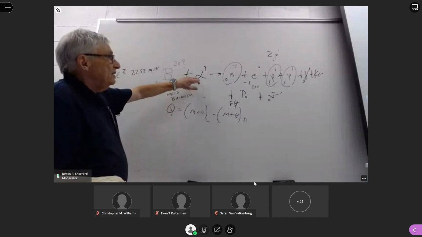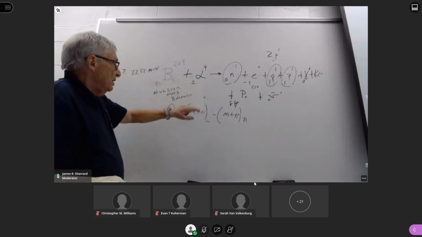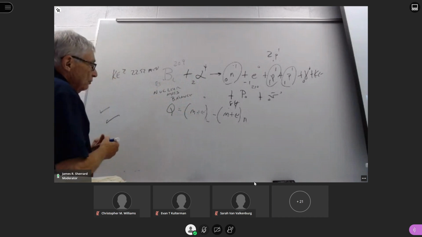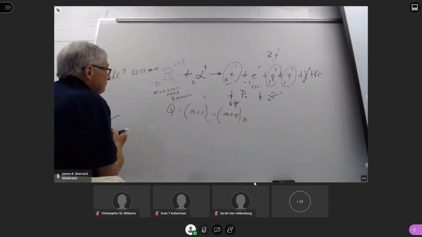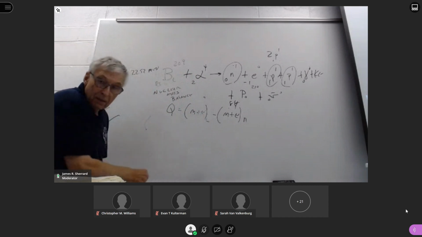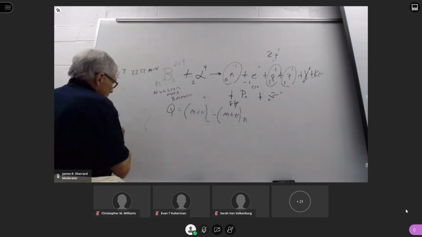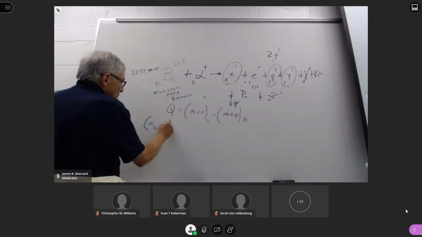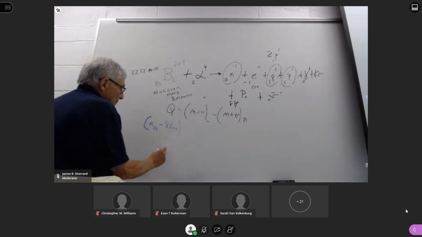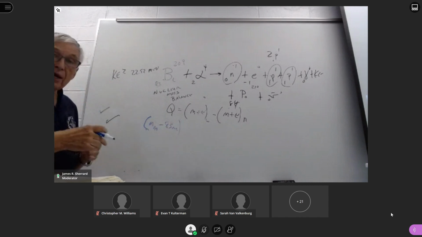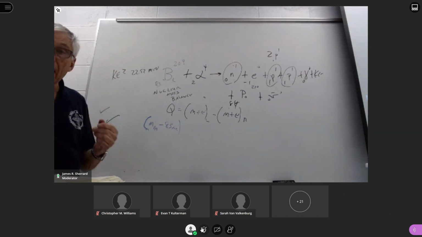Okay, hopefully you agree with me that this is the reaction equation. This is the equation for Q, and now I'm going to write out Q. So I want the mass and energy on the left. So I have my bismuth. It has 83 electrons. So I have to subtract 83 mass of electrons from the mass of the bismuth to come up with the nuclear mass balance.